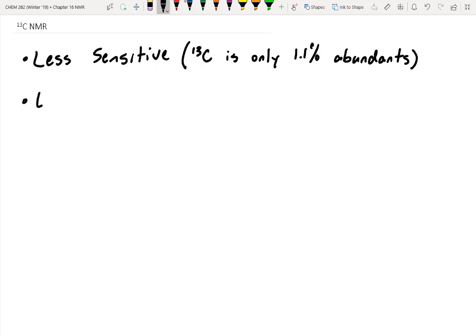All right, next thing is there's usually no splitting. Unless you're doing a special experiment with carbon NMR, they all show up as singlets. So you don't observe doublets, triplets, and so on. So you don't need to worry about splitting at all.